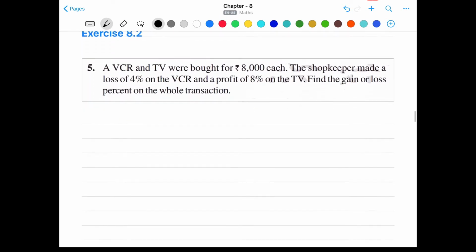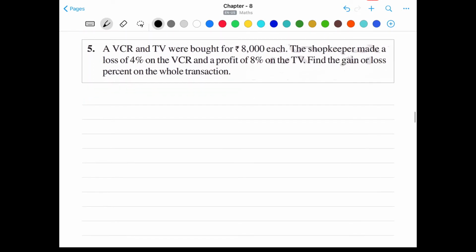We have already done the first questions in the previous session, so now let's start with question number 5, which says: a VCR and a TV were bought for 8,000 each. So we have bought a VCR, which is a video cassette recorder, and a TV for 8,000 each. The shopkeeper made a loss of 4% on the VCR and a profit of 8% on the TV. We have to find the gain or the loss percent on the whole transaction.